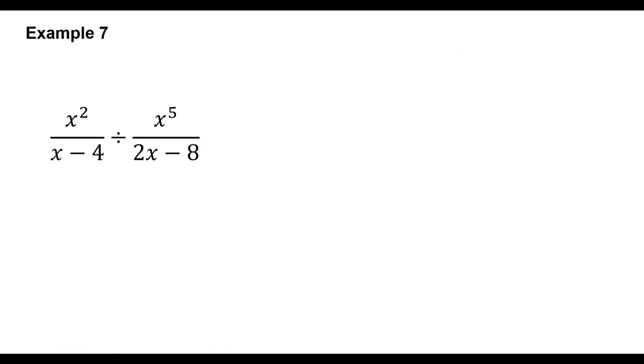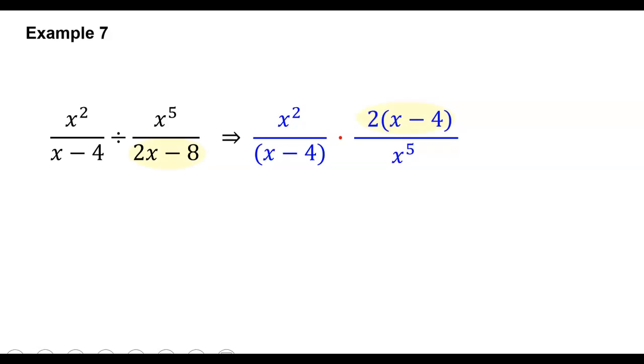So again, dividing means we're going to flip the fraction and multiply instead. So you're going to get times 2x minus 8 on top, x to the 5th goes to the bottom. I want you to notice 2x minus 8, if you factor out the 2, you get 2 parentheses x minus 4. So pull out a 2, divide by 2, divide by 2, you get 2 on the outside. And when you divide each term by 2, you get x minus 4 on the inside.